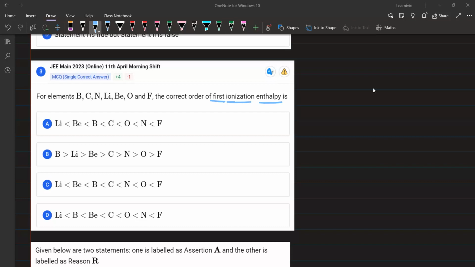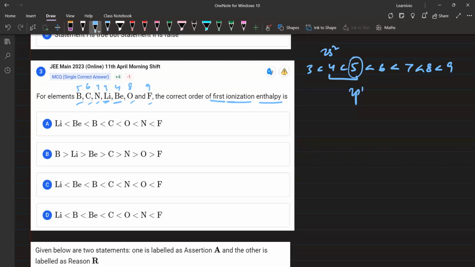Okay. You try to write in terms of atomic number first. So lithium, beryllium, boron, carbon, nitrogen, oxygen, fluorine. So hydrogen, helium, lithium, beryllium, boron, carbon, nitrogen, oxygen and fluorine. In general, it should be like this: the least is 3, then 4, 5, 6, 7, 8 and then 9. But we have also learned that there are exceptions when we go from 4 to 5. 4 is beryllium, that is 1s2 2s2. We have to remove from 2s2, and in 5 we have to remove from 2p1. So it will be easier to remove from 2p1 rather than from 2s2.